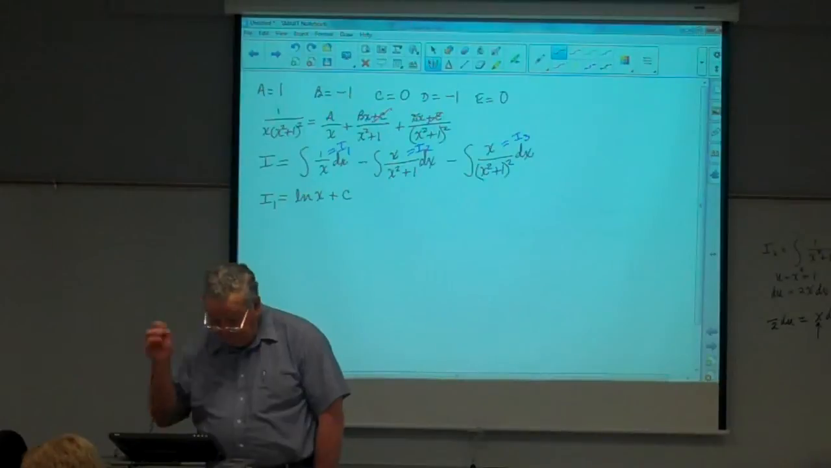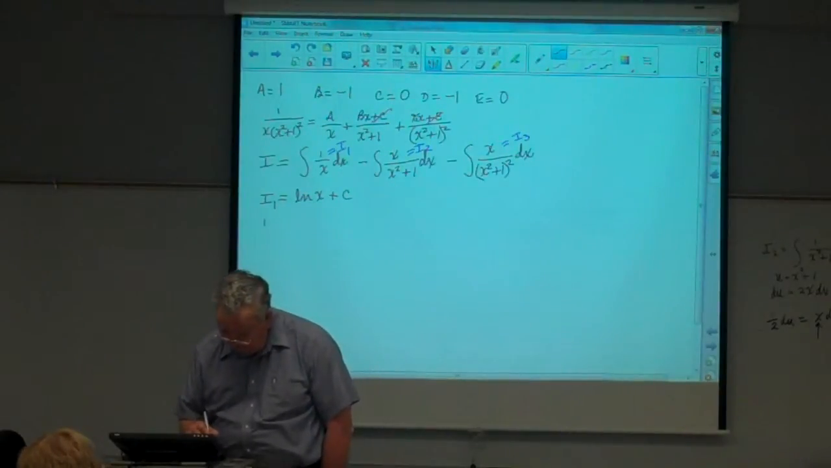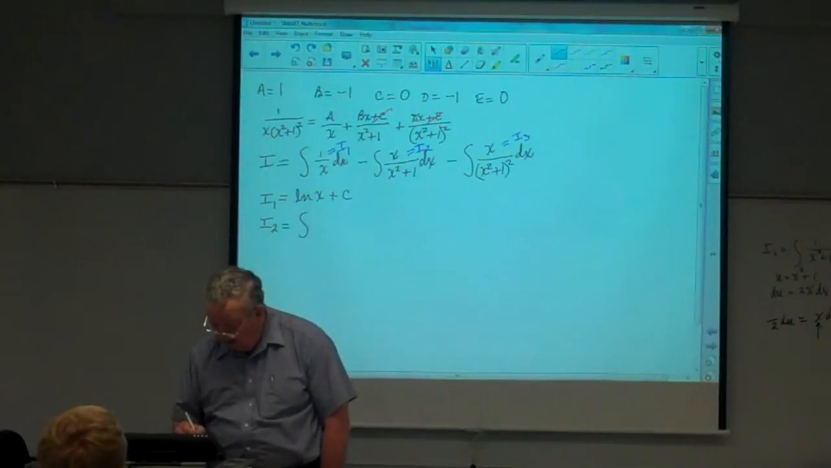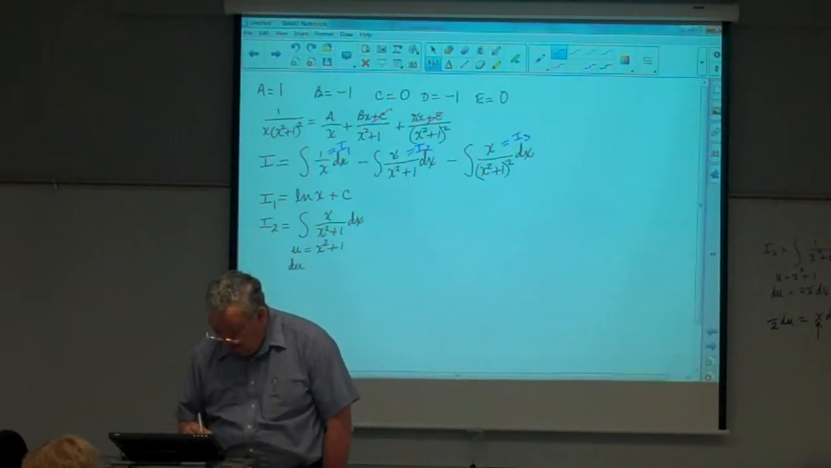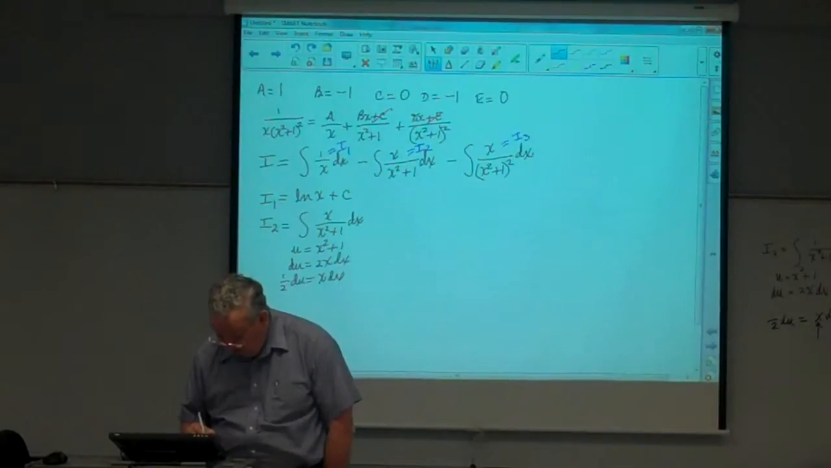The next one, I2 is equal to the integral of x over x squared plus 1 dx. U is equal to x squared plus 1. Du is equal to 2x dx. So x dx is equal to 1/2 du.